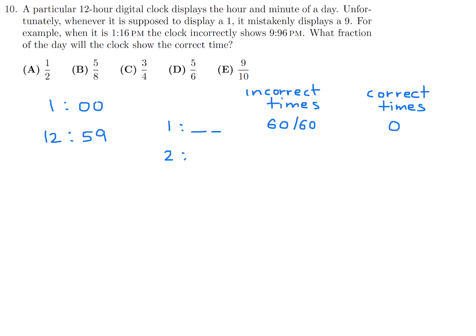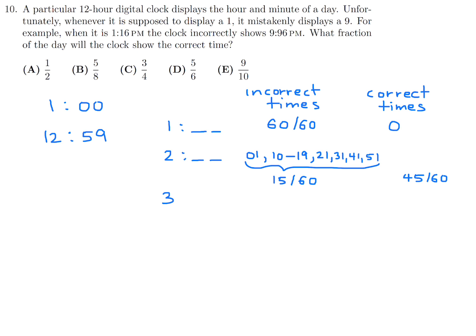Now when we get to the times that involve 2 something, a lot of those will be correct, but the ones that will be incorrect are 2:01, anything from 2:10 to 2:19, because those all have 1s, 2:21, 2:31, 2:41, and 2:51. All of those will be incorrect because they have a 1 in them. They will show a 9. So we have to count how many of these there are. So 1, 2, 3, 4, 5. There's 5 plus 10, 15 of these, 15 minutes. So of the 60 minutes, 15 will be incorrect, and that means the remaining 45 will be correct.